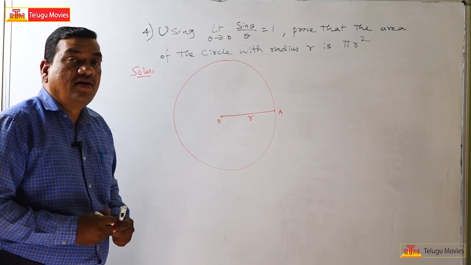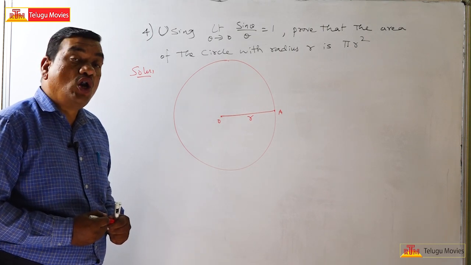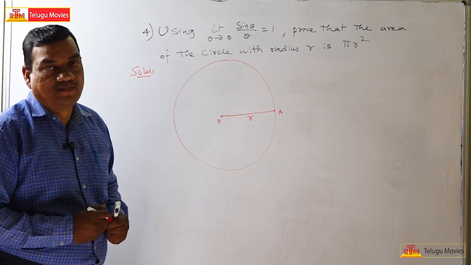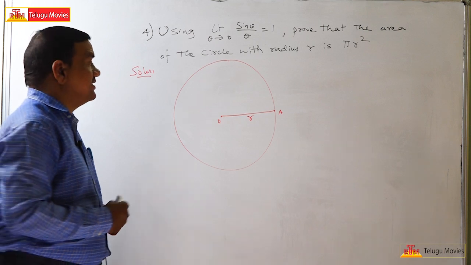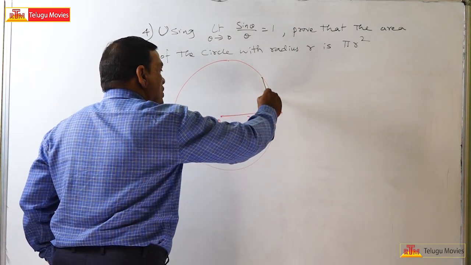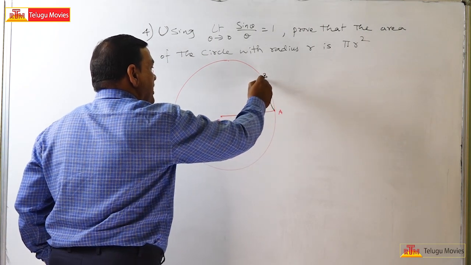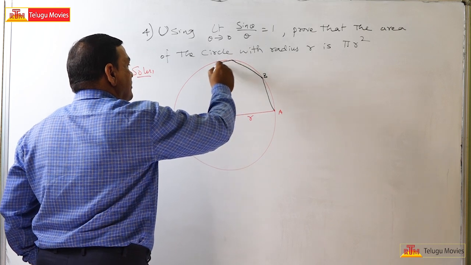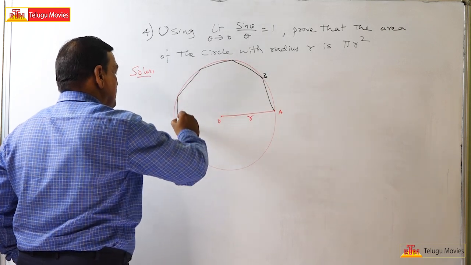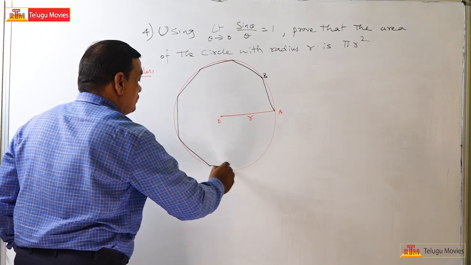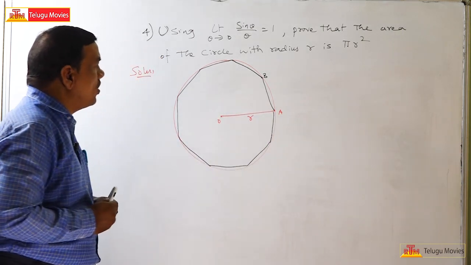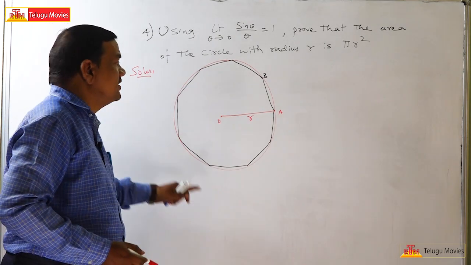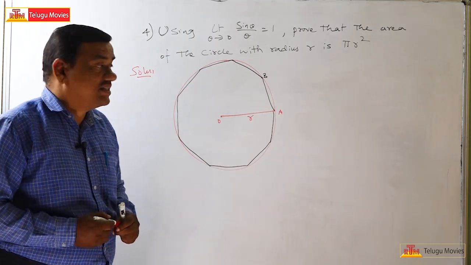Let us inscribe a polygon of n sides. So this is a polygon. This is called A. This is one side. This is another side. So this is a polygon of n sides. Don't count the sides. So this is a polygon of n sides.